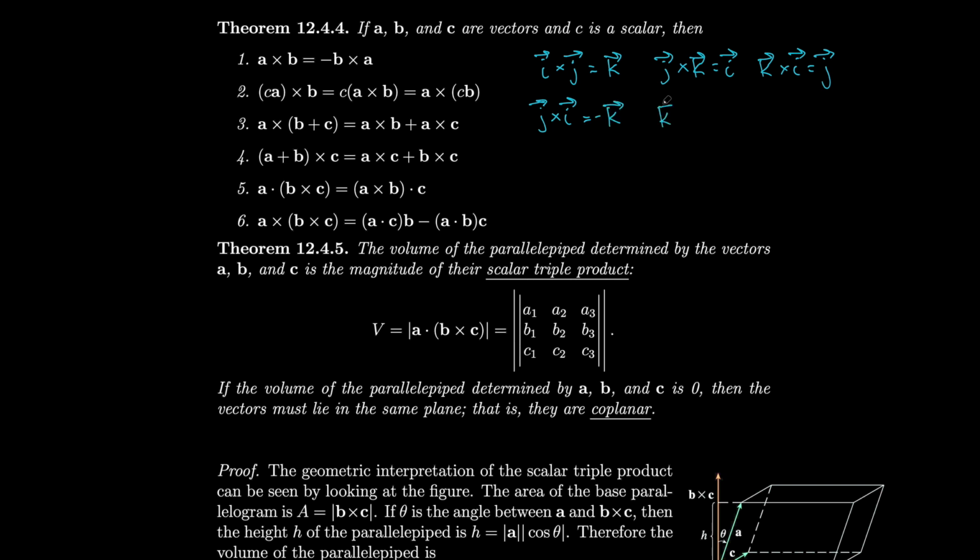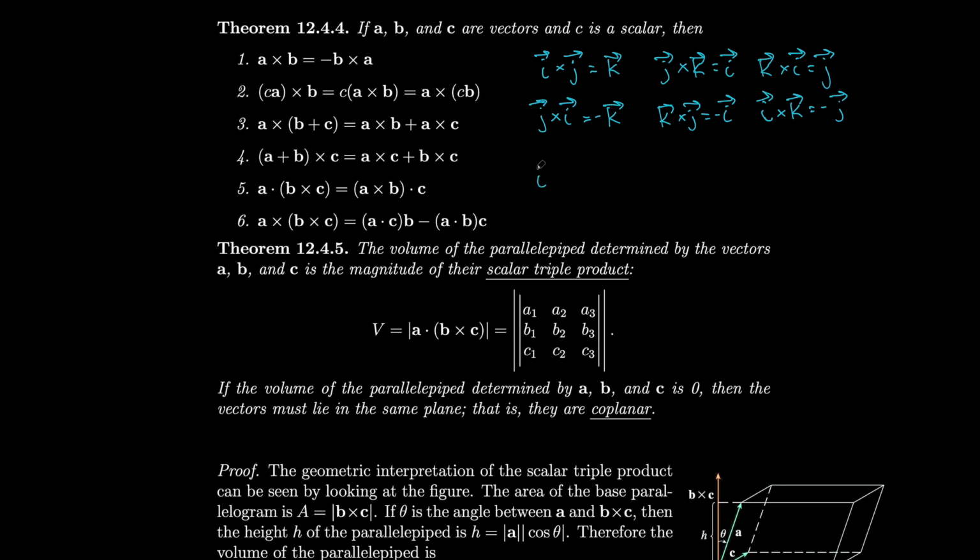Similarly, K cross J will be minus I, and I cross K will be minus J. So the cross product is not commutative. So it's not like the dot product. Dot product was commutative. We could switch the order. We can't switch the order of the cross product. We can sort of, though, because it's anti-commutative, notice. Instead of plus, we just put a minus, and then we can switch the order. So A cross B is minus B cross A.